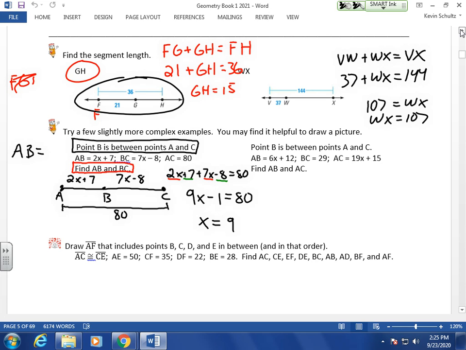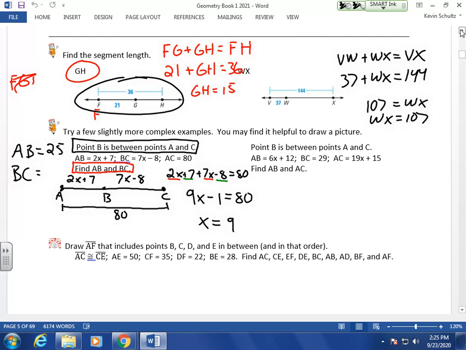AB is 2x plus 7. X is 9. So AB is 25. 2 times 9 is 18, plus 7 is 25. BC, 7x minus 8. If x is 9, then what is the value of BC?